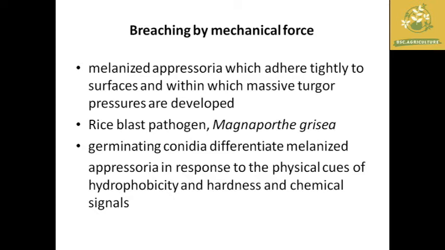I have already told that in the direct penetration process, they exert sustained pressure on the leaf surface. The melanized appressoria adhere tightly on the surface and develop massive turgor pressure. They then enter into the plant leaf. Example, rice blast pathogen, Magnaporthe grisea. These are some of the examples of breaching by mechanical force.